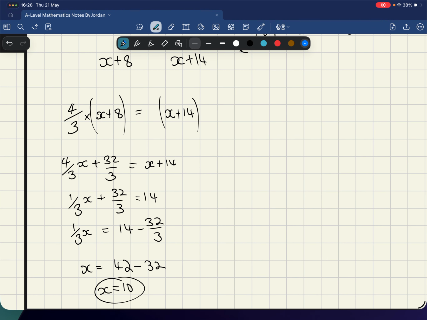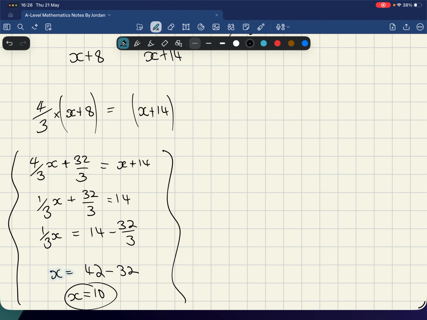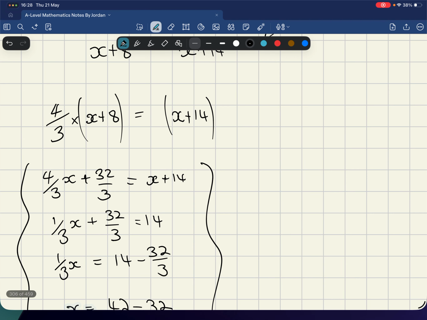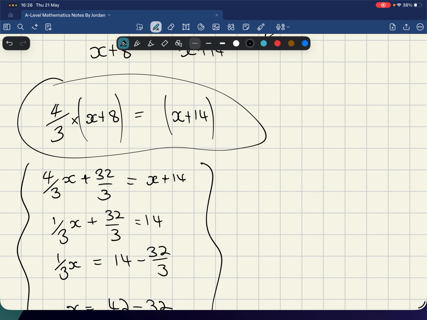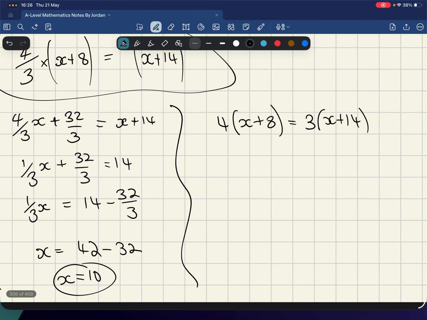So there's one way of doing it. I'll also show you another way. Most people probably won't like that way, so I'll show you a slightly different approach. What you could do is take this equation and multiply both sides by 3 straight away, which looks a bit nicer, I would say.